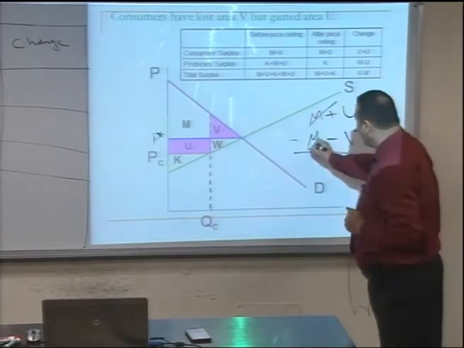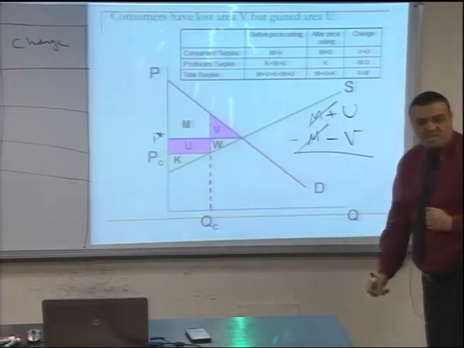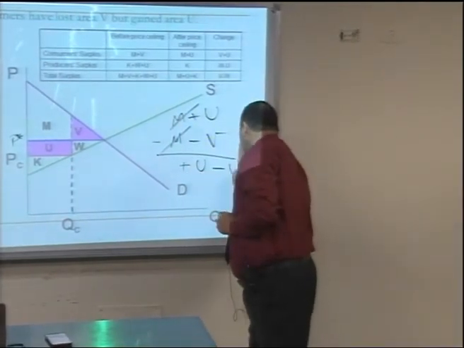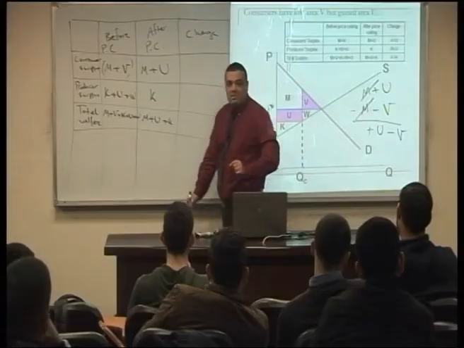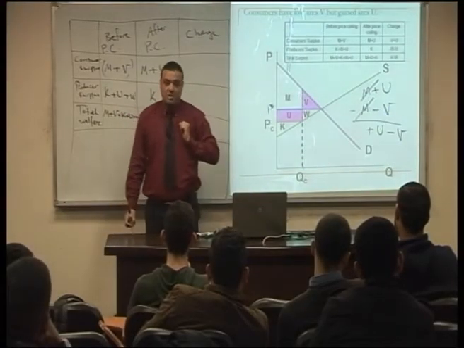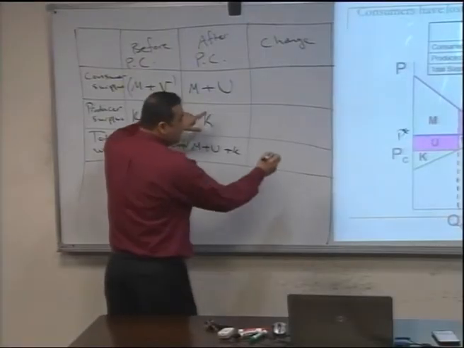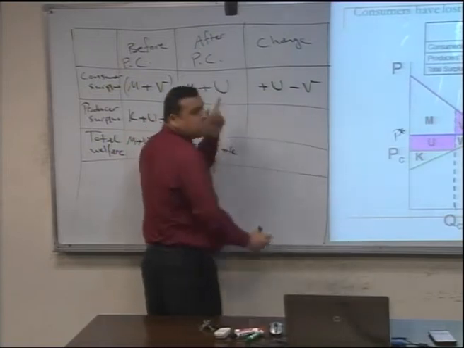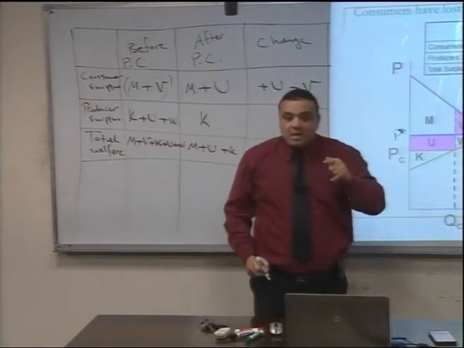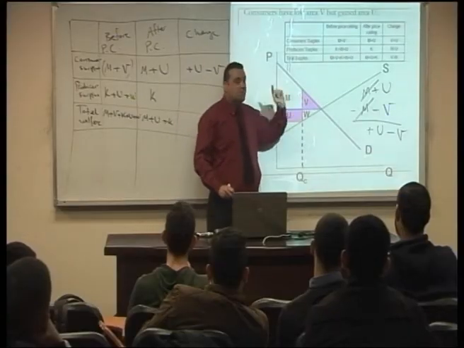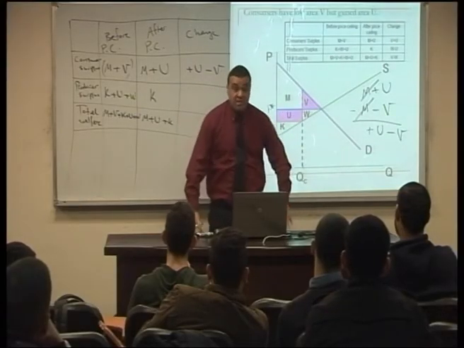M minus M. What is the result here? Plus U minus V. This is the final change of the consumer surplus. So the final change will be here plus U minus V. This means that the consumer gains U and lost V.